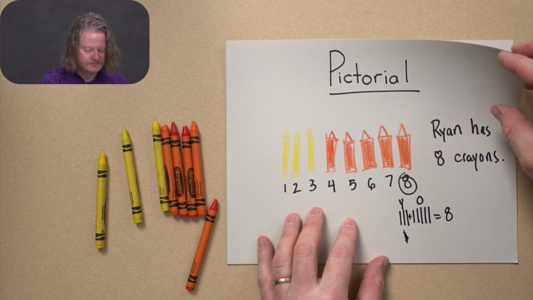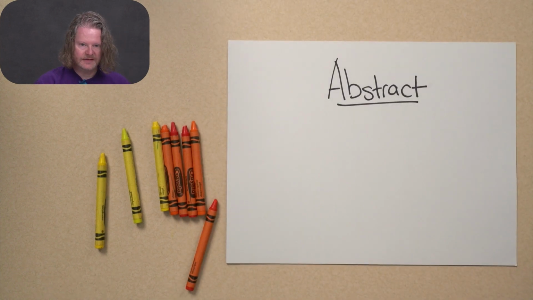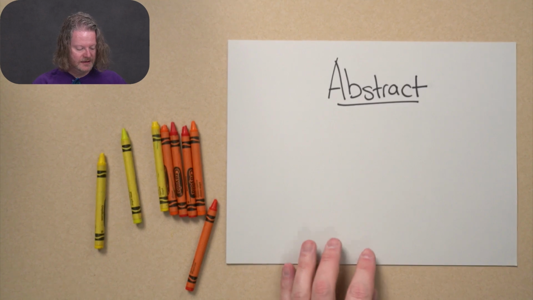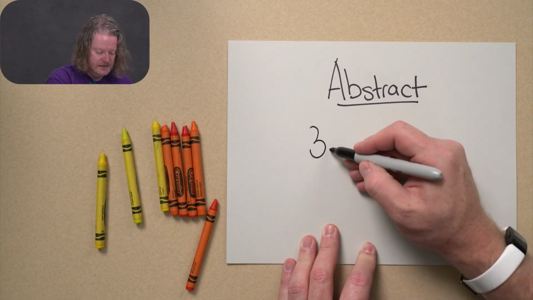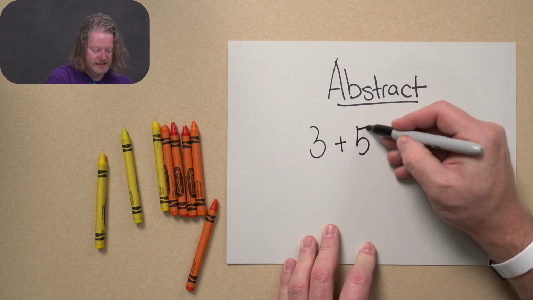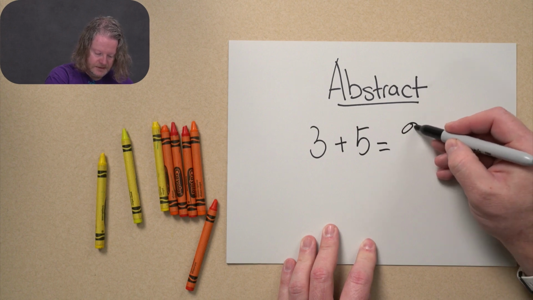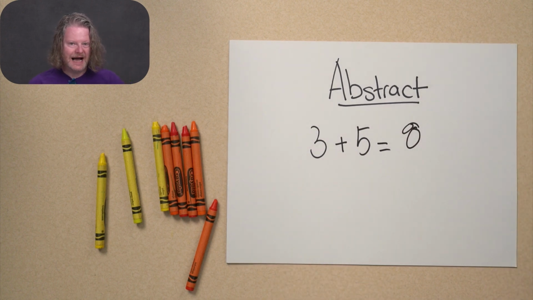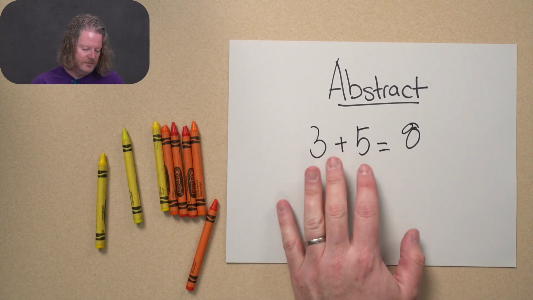Okay, and finally, let's solve this the abstract way. Now, might be one that we're pretty familiar with. We might say 3 crayons plus 5 crayons is equal to 8.